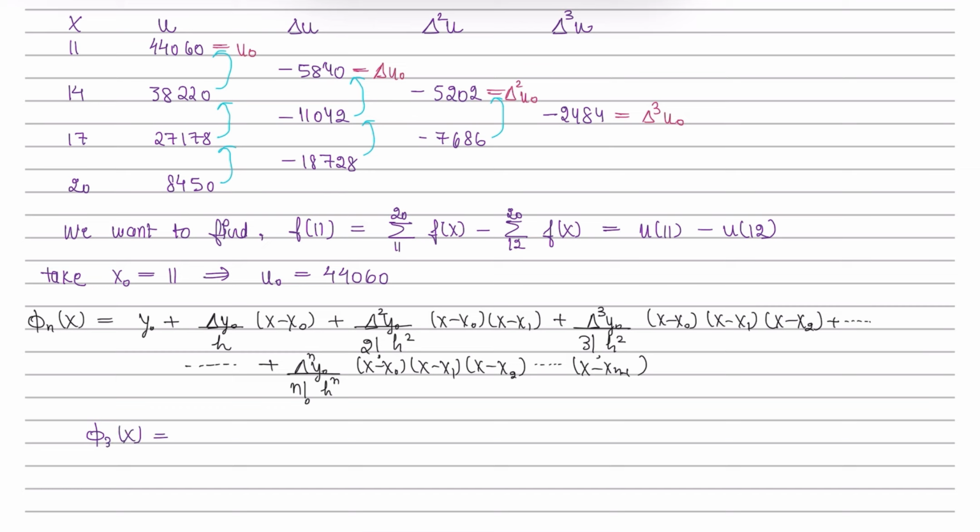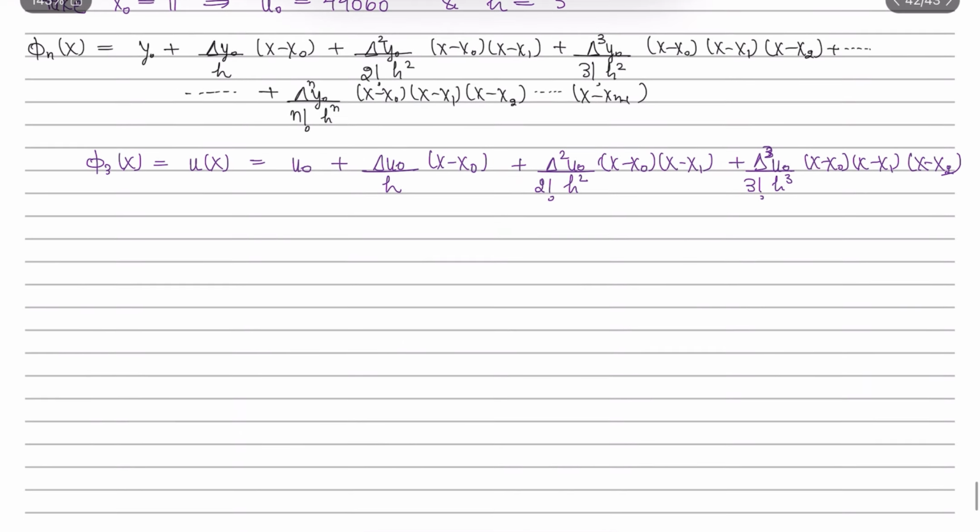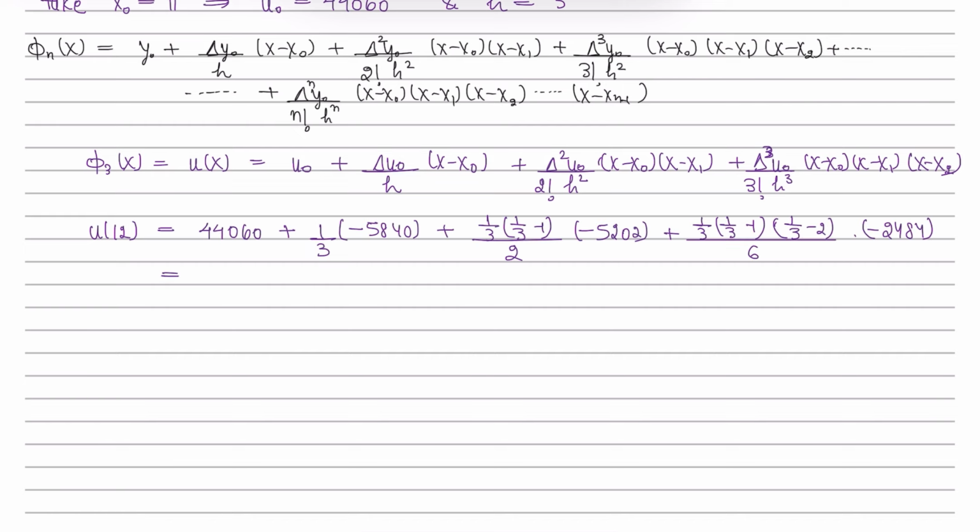u of x is equal to, putting all the values in u of x, including 12, because we need to find the value of u at point 12. We are not interested in finding the final polynomial, so we will directly use the point 12 in this equation. So this equation will transform into, and the final answer will be 42538.